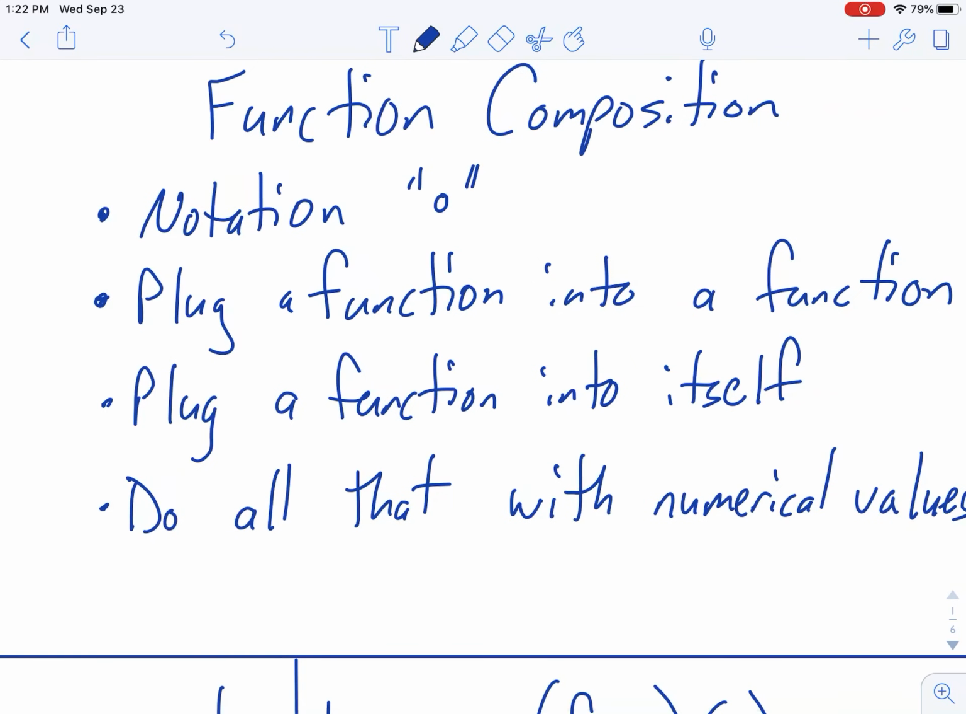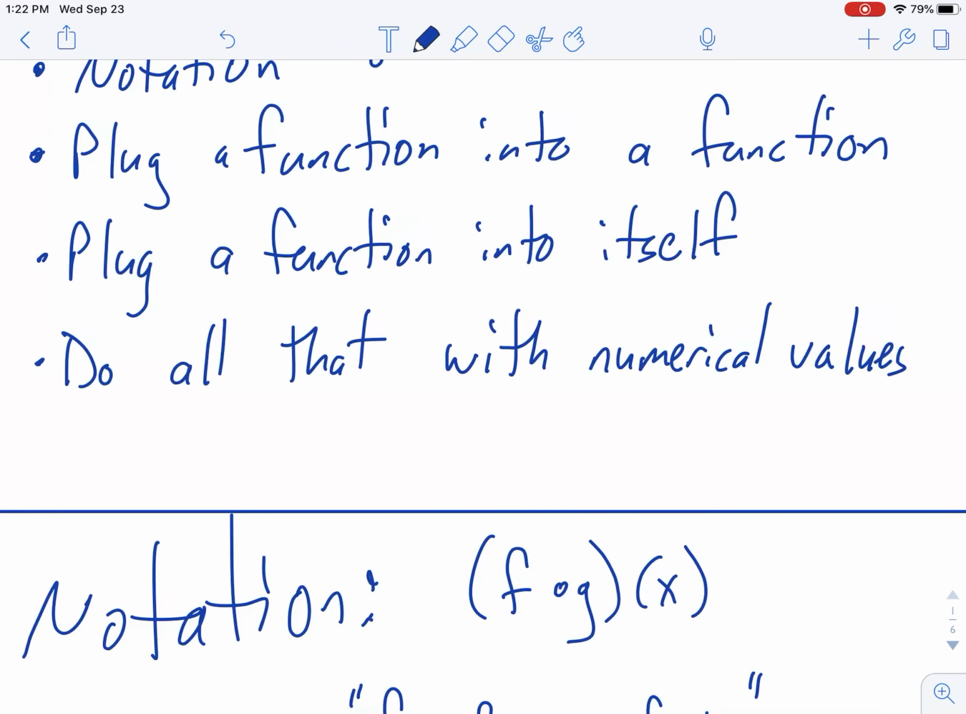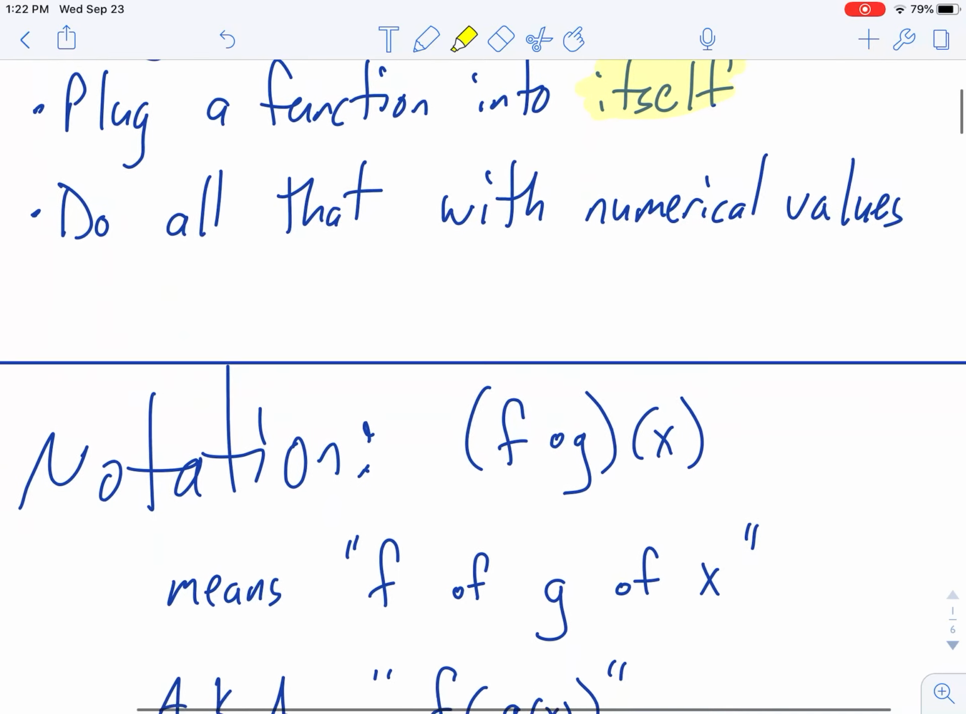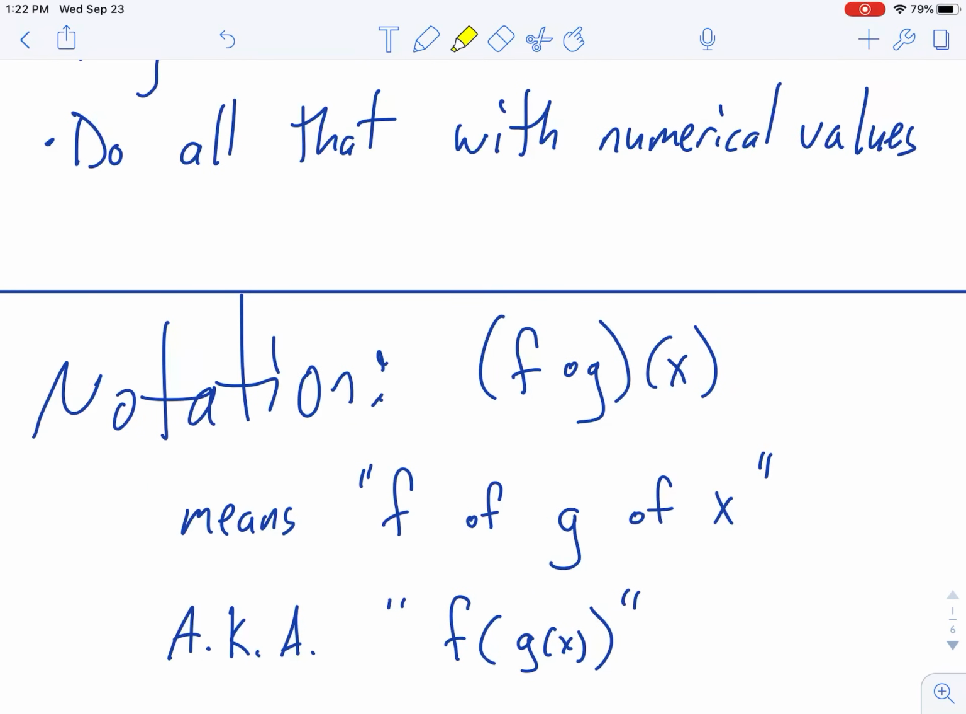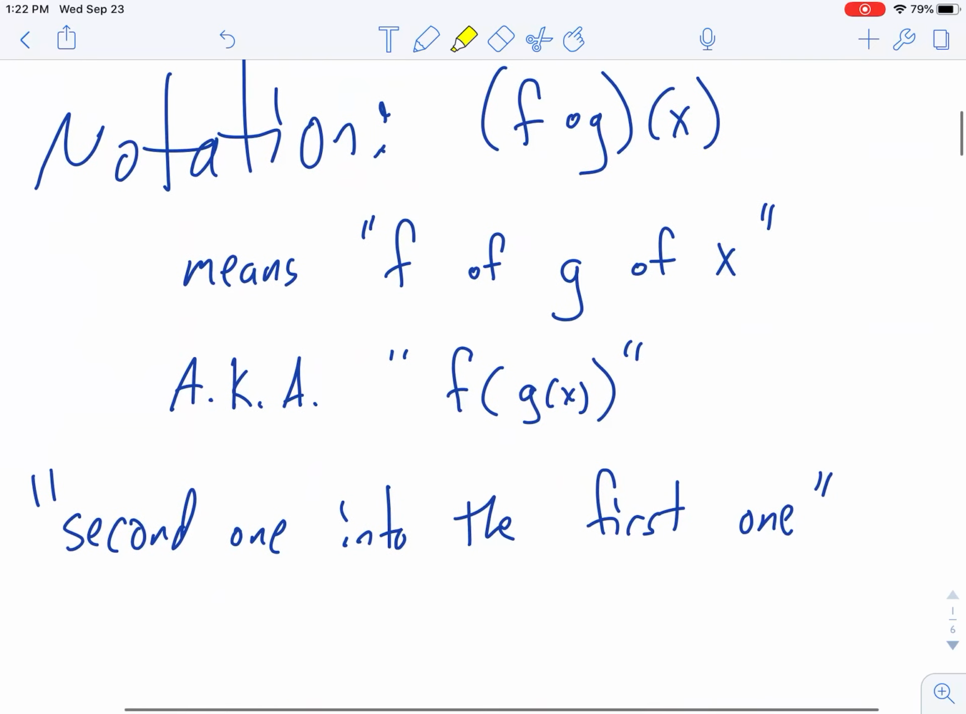The idea behind function composition is you're actually plugging a function into another function. So we've done examples in the last couple of days where you plug numbers in and work out an answer. Well, that was yesterday, actually. But now we're going to plug a function into a function, or possibly plug a function into itself. That's a thing. So we'll see what that looks like. And then we could do all of the above with numerical values, so plugging in a number like we did yesterday along with composition. So it might get a little complicated here.